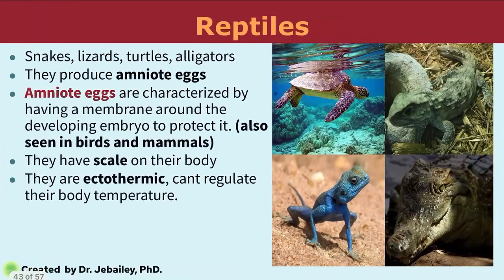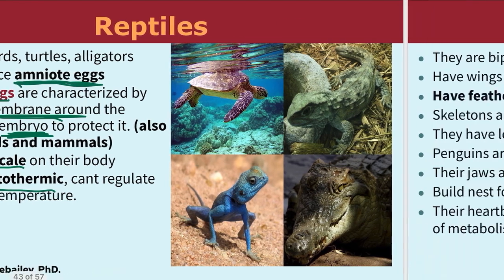And then next is the reptiles. When it comes to reptiles, they are ectothermic too. They have scales. Scales are seen in birds and mammals too, but what is seen also in mammals and birds is the amniotic eggs, which means it's a membrane that is surrounding the baby, the embryo. So the reptiles do have amniotic eggs, and you can see the options in the pictures.